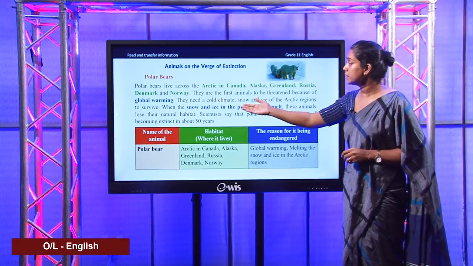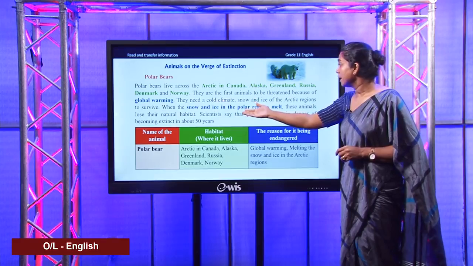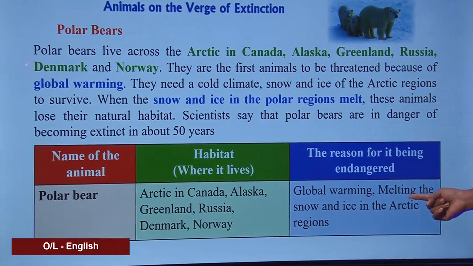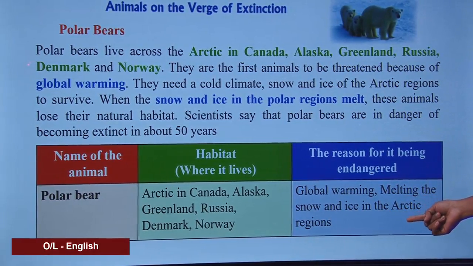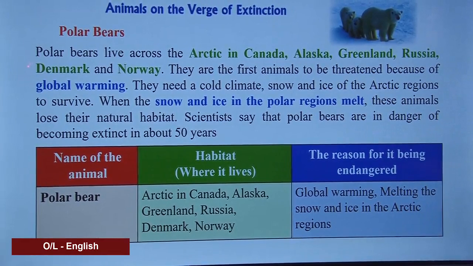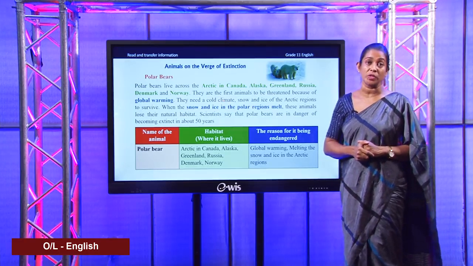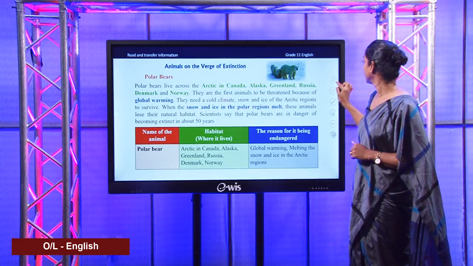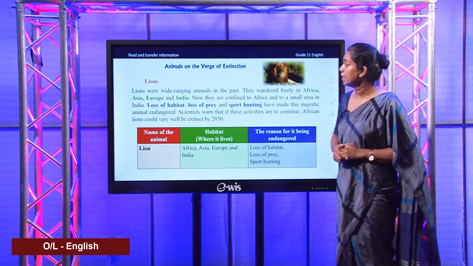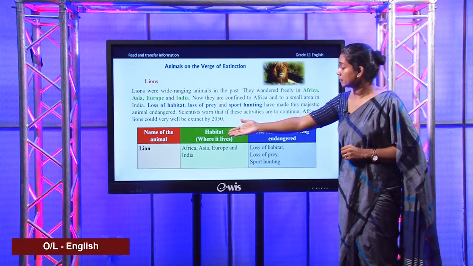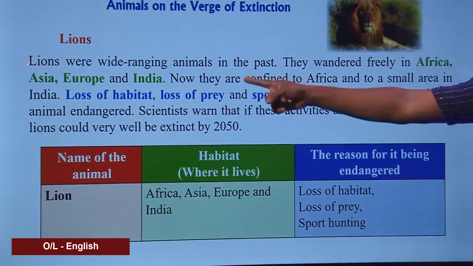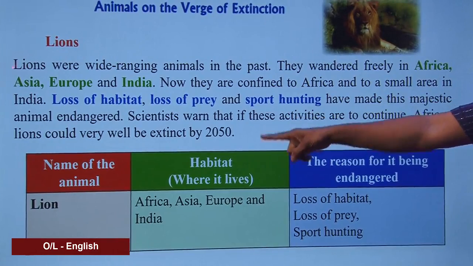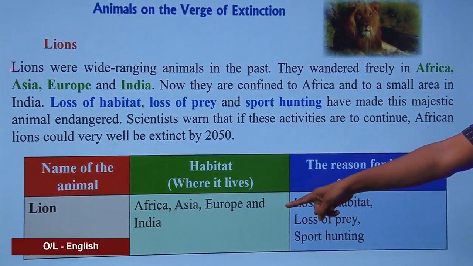There are two reasons given for it being endangered. One is global warming. The other one is the melting of the snow and ice in the Arctic regions. Hope you have successfully answered the questions. Now let's talk about the lions. The name of the animal, lion. The habitat is Africa, Asia, Europe, and India. You have 4 places to write in this column.